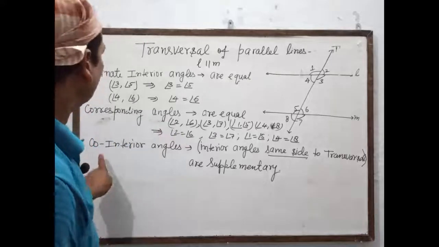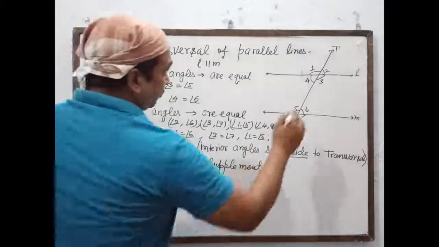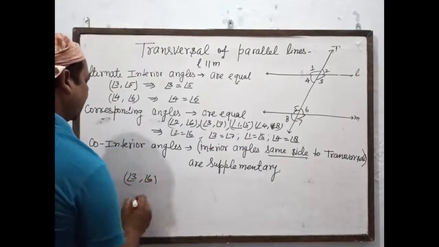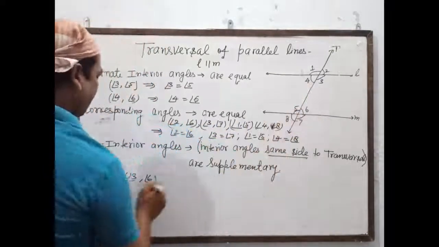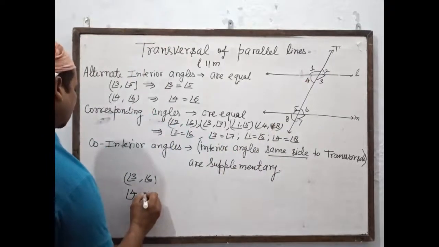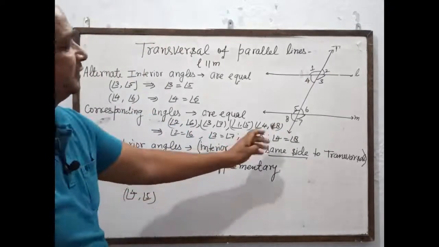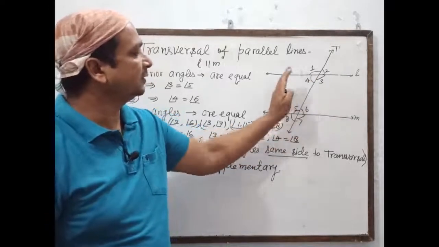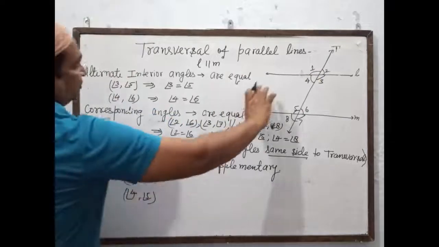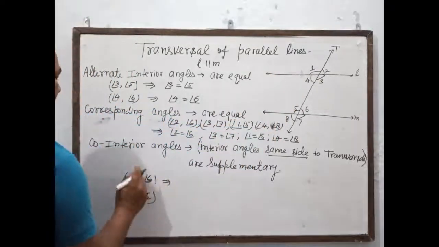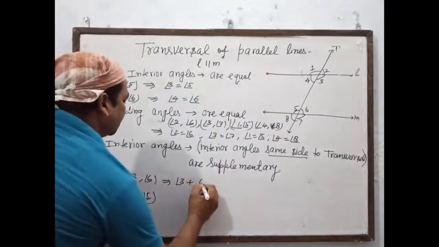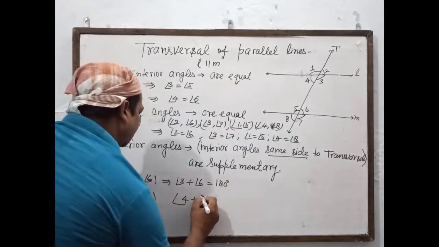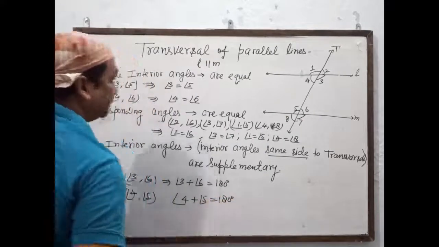These angles are equal. Co-interior angles: angle 3 and angle 6 are co-interior, and angle 4 and angle 5. Co-interior means interior angles on the same side of the transversal. So these two angles are on the right side, and these are on the left side. If these two lines are parallel, these are supplementary, means angle 3 plus angle 6 equals 180 degrees, and angle 4 plus angle 5 equals 180 degrees.